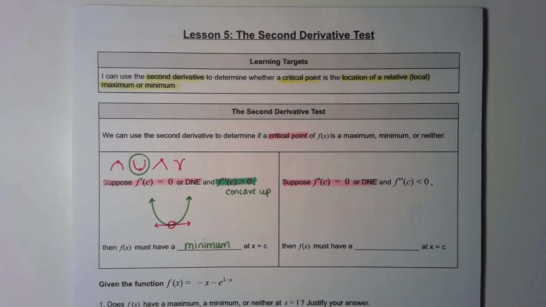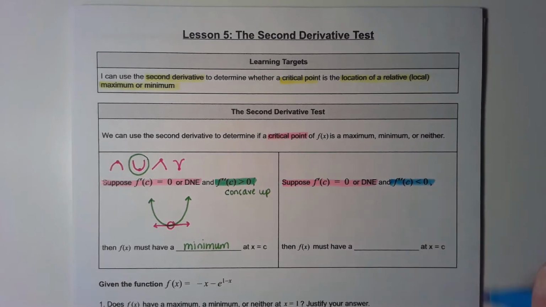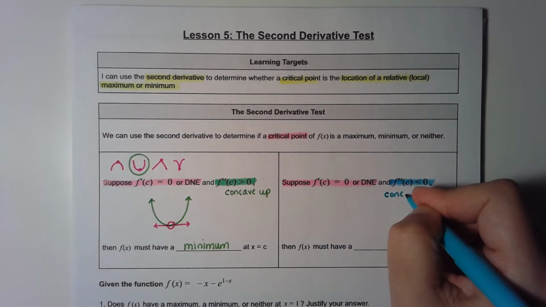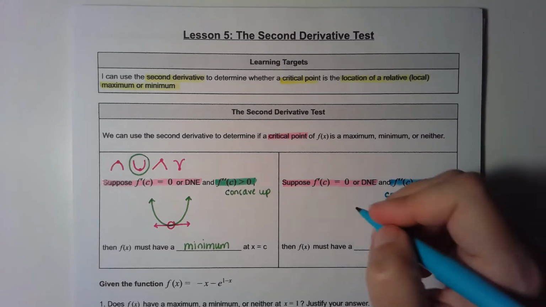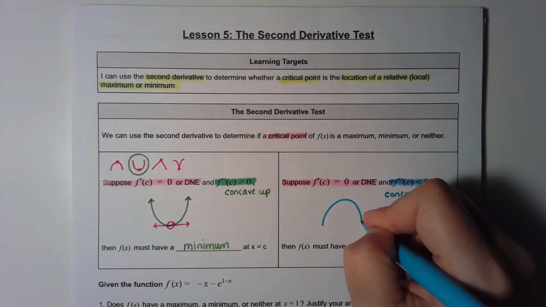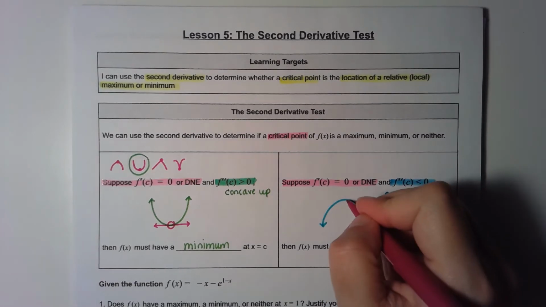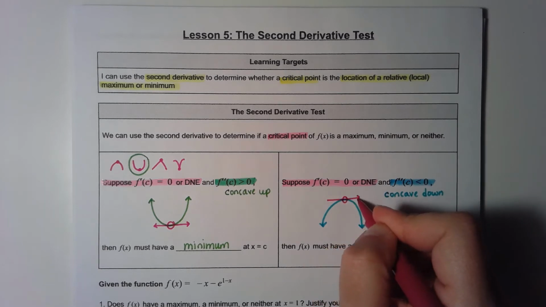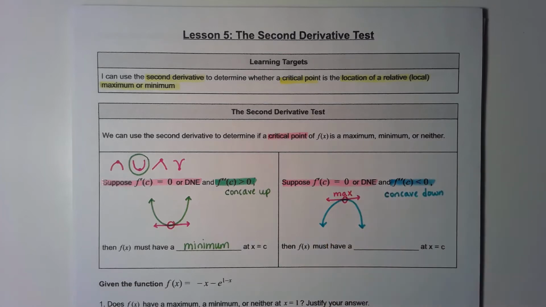Now let's say we change our definition here a little bit, and instead of the second derivative being positive, we have a second derivative that's negative, which means our function is concave down. Now we're going to have a graph that's concave down like a frown, and it's going to be a place where the first derivative is 0 or does not exist. So it would have to be right here at the top, which means we're going to have a maximum.